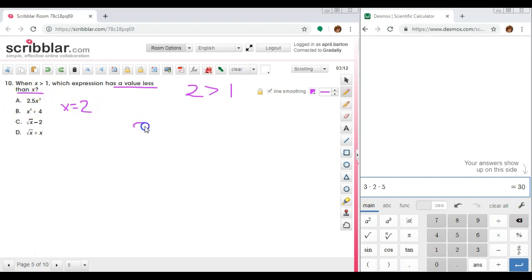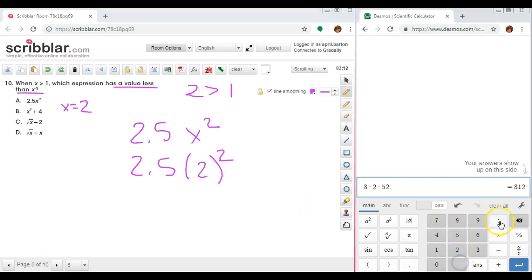So answer choice A says 2.5x squared. We're going to replace the x with a 2, with the number we picked. Anytime there's an exponent, it's helpful to put parentheses around the number you're replacing. Makes it a little easier to plug into the calculator. So I'm going to clear this all out first, and we do 2.5 parenthesis 2 parenthesis squared. It gives us the answer on the other side of 10.